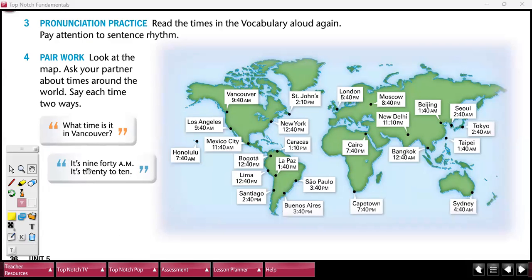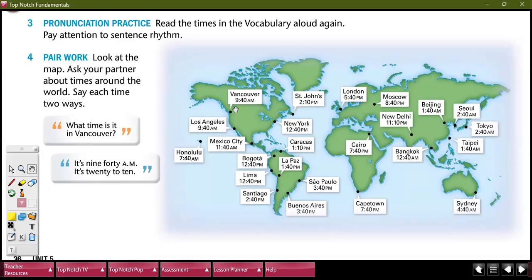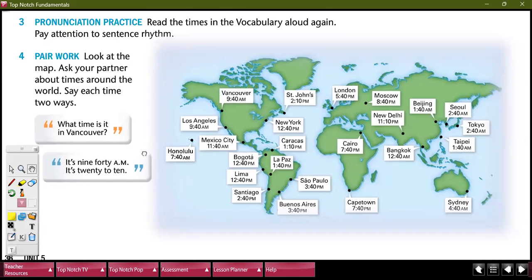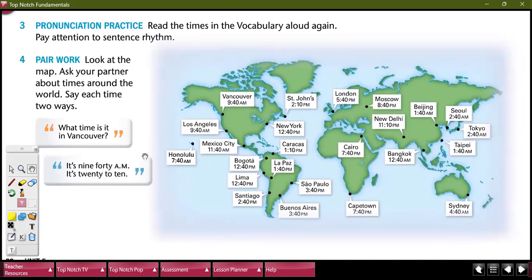It's 9:40. 9:40 a.m. A.m., right? It's 20 to 10. Entonces, ahí tenemos las dos formas. Una, la hora y los minutos, 9:40 a.m., o los minutos y luego la hora. 20 para, en este caso sería 20 para 10. So we're going to be practicing the time two ways. Entonces lo vamos a practicar diciendo la hora de las dos maneras.